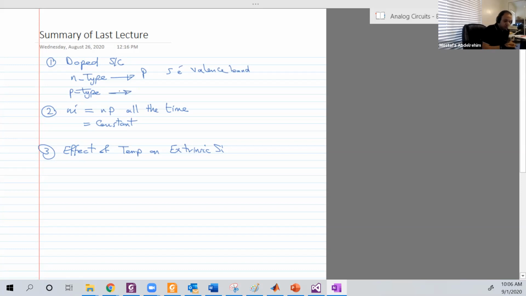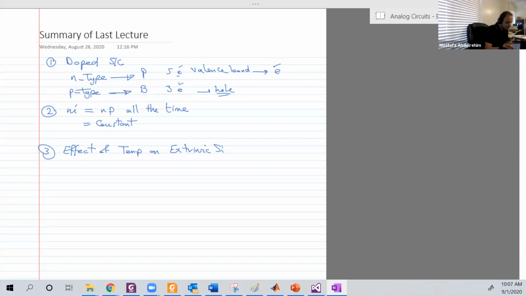And for P-type, we do a similar thing, but with atoms with 3 electrons in their valence band. So this will create a hole, ideally, with each boron atom added, and for N-type this will create an electron for each phosphorus atom added.